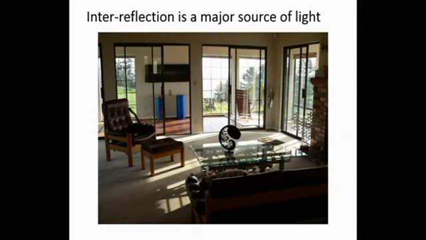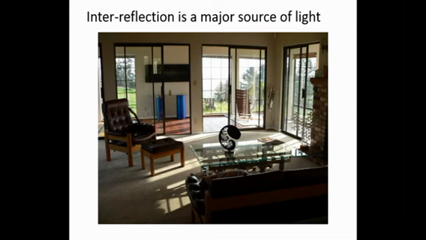So interreflection is actually a really major source of light. You can't see a light source in here. There's no light on in the room, and you can't see the sun from where the camera is. But you can still see a lot of light inside the room. You can still make out most of the objects. That's because the light is coming in the windows, bouncing off of these portions of the rug, and then bouncing off the other objects, and then eventually getting into the camera.